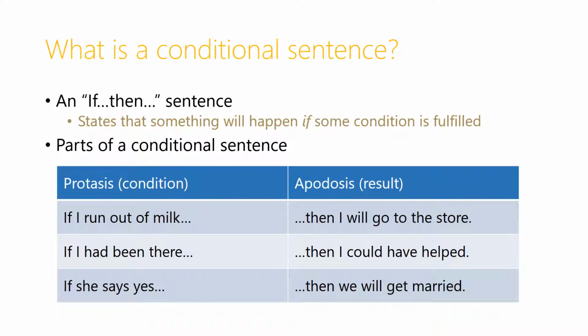The protasis states the condition that must be true in order for the result to follow, and that result is called the apodosis. Usually the protasis and apodosis are each a full complete clause. So in English, a protasis might be "if I run out of milk," or "if I had been there," or "if she says yes." And the apodosis that follows, well, if I run out of milk, the apodosis would be "then I will go to the store."